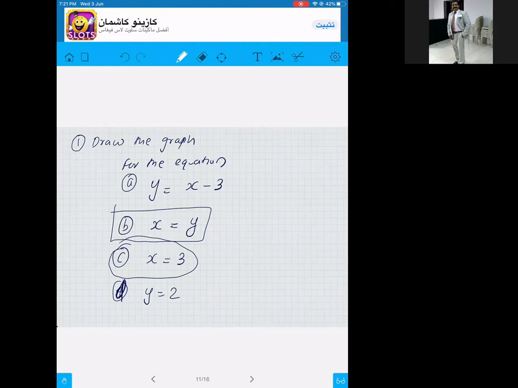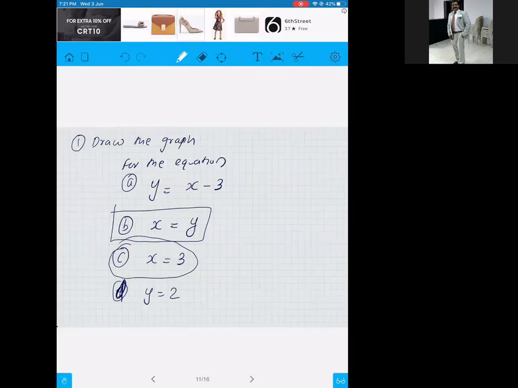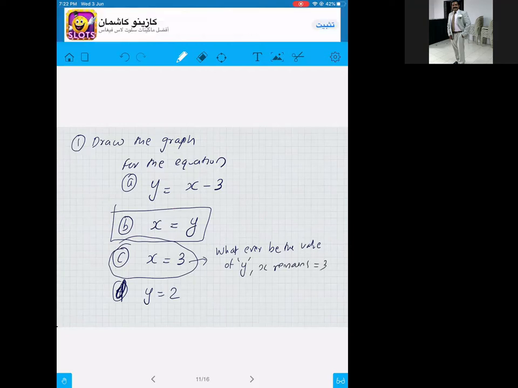Does it make sense? Yes, sir. Okay, you make a note. If you want, you can make a note here. So this means that whatever be the value of y, x remains equal to 3. Okay, so whatever be the value of y, x remains 3.